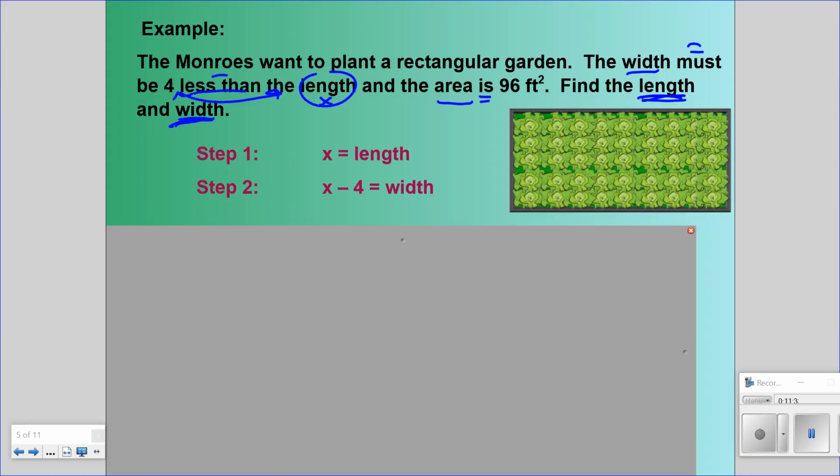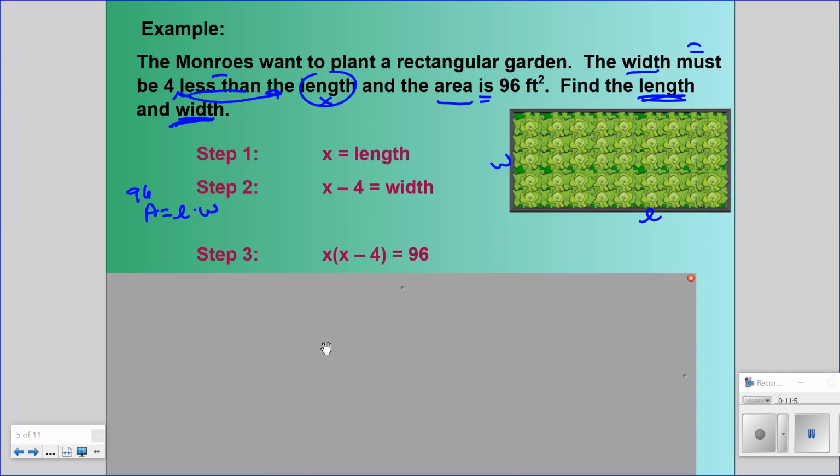Okay, now we're told that the area of this garden is 96 feet squared. Well, if we're dealing with a rectangle and we've got a length and a width, then the formula for area is length times width. So what this really means to do is replace area with 96 and then your length and width with their appropriate expressions that we just came up with. So that's going to look like x times x minus 4, x was length, x minus 4 was width, is equal to your area of 96 feet squared.